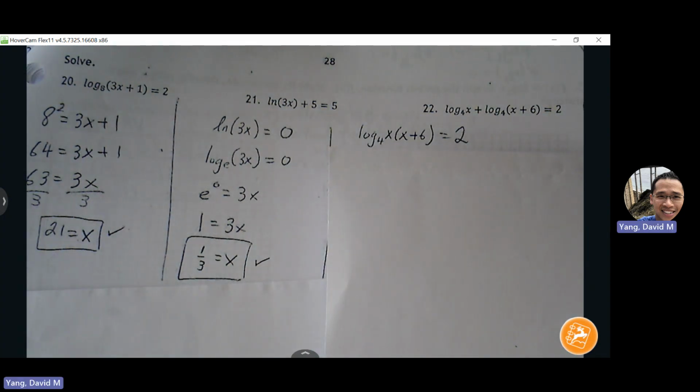Do x if you want. 4 to the second equals x times x plus 6. It's going to be a factoring problem. Expand everything out, bring everything over to one side, go through the factoring and solve for x.